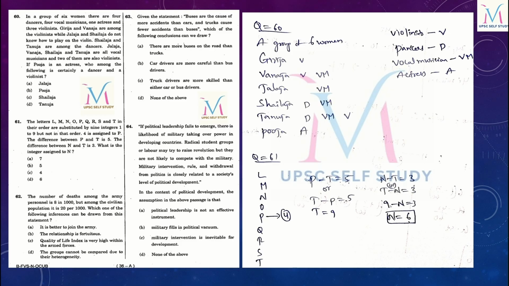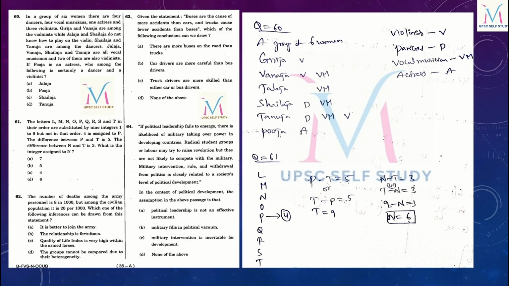Jalaja, Vanaja, Shailaja and Tanuja are vocal musicians. If you look into the solution box, these four indicate vocal musicians, so I wrote VM there. Pooja is an actress, the sixth one. Who among the following is certainly a dancer and a violinist? After writing all these, by reading the question and explanation, whom do we get?